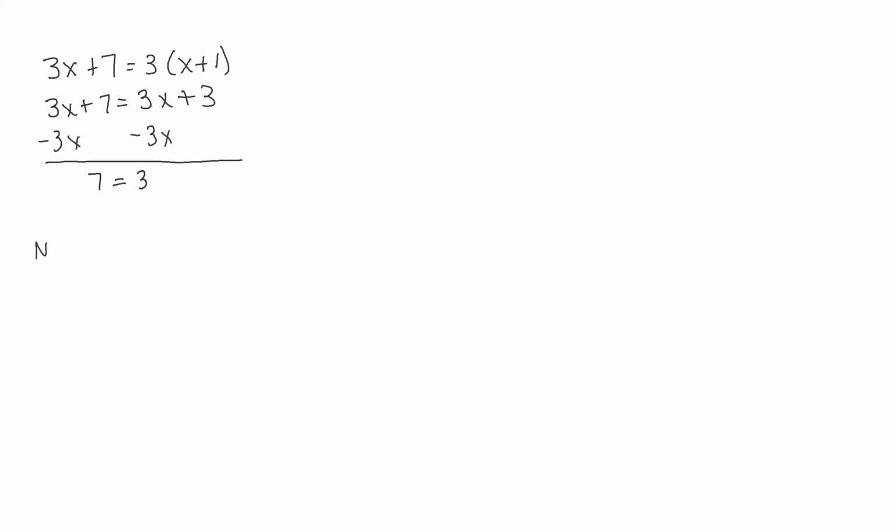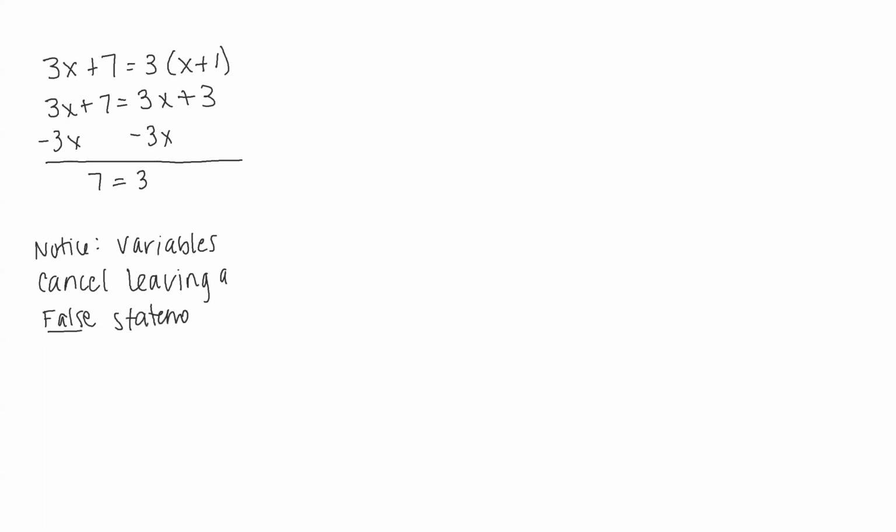So notice the variables cancel, leaving a false statement. 7 does not equal 3, and it never will. This tells me that I'm dealing with a contradiction. That's the classification, and I have no solution.